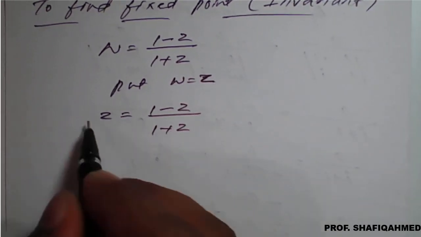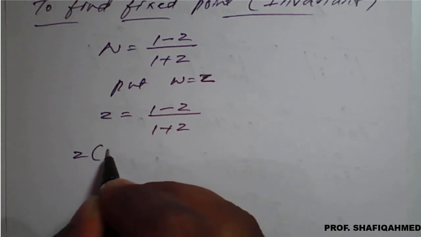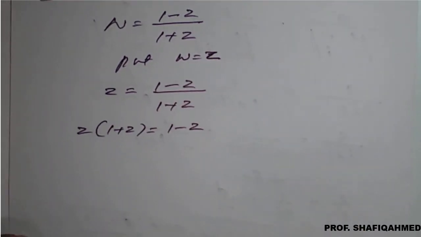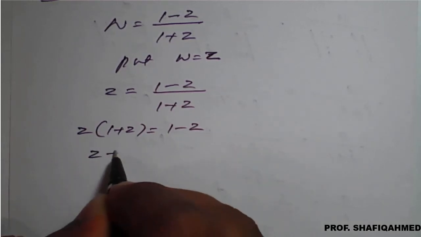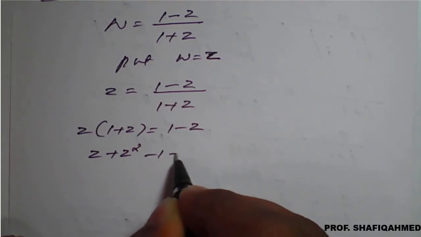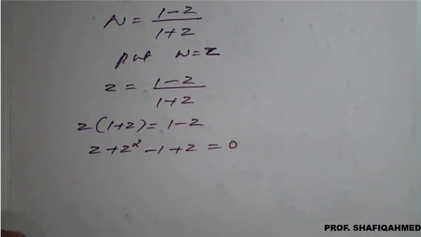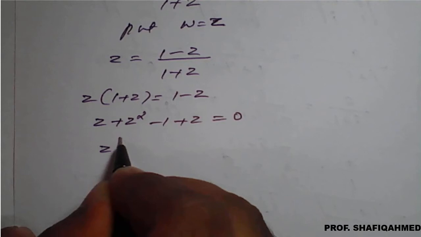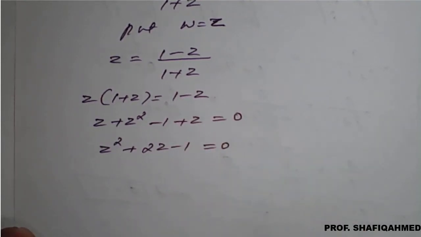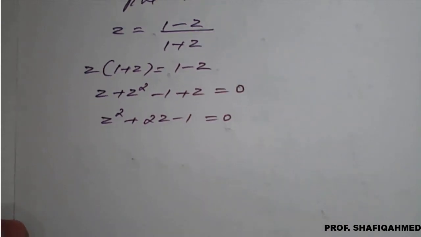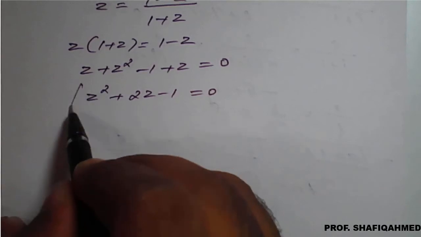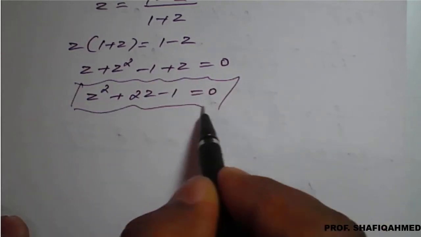So multiply this 1 plus Z to the left hand side. So Z into 1 plus Z is equal to 1 minus Z. On opening the bracket, it will become Z plus Z square, and take this inside, so minus 1 plus Z equal to 0. On rearrangement, Z square, Z plus Z is 2Z, minus 1 equal to 0. So we got the expression for this, which is nothing but Z plus Z square. So this is a quadratic equation in terms of Z.